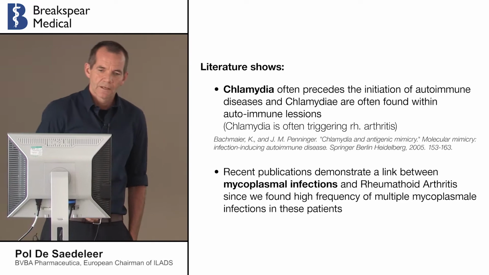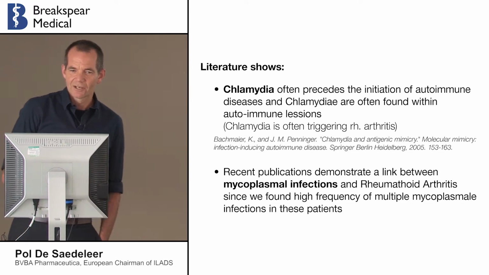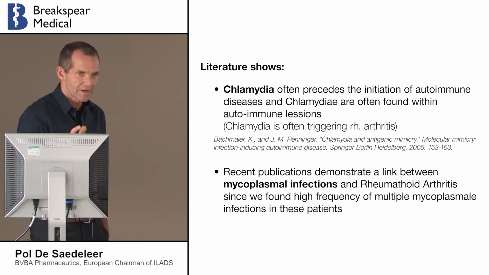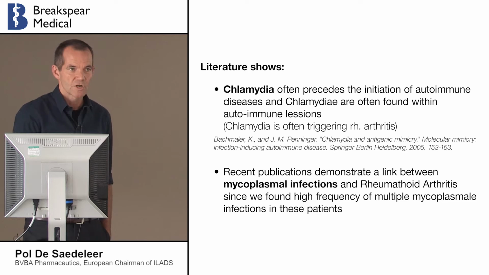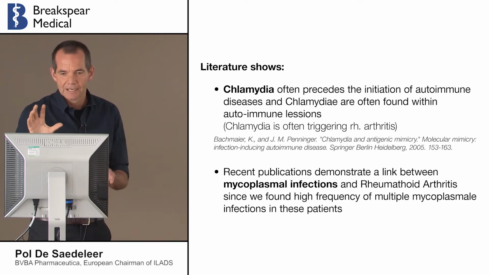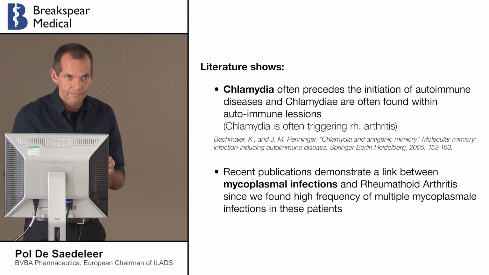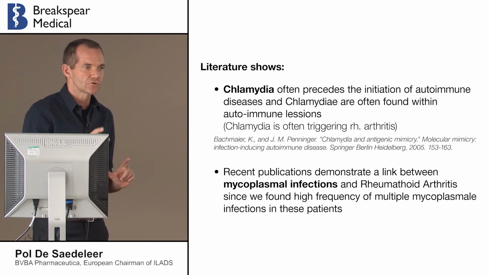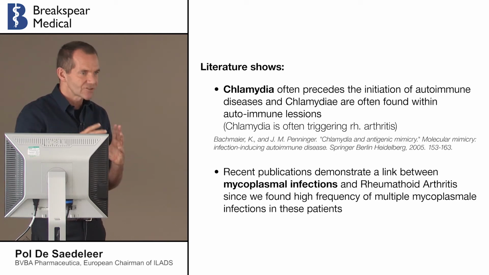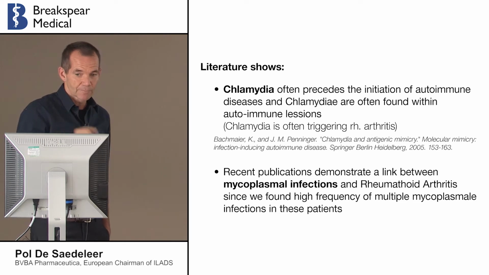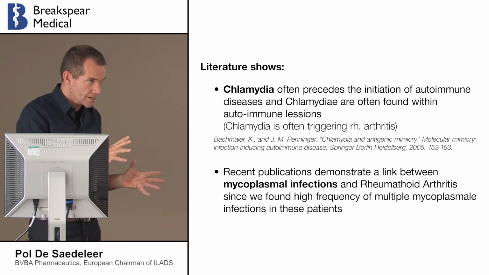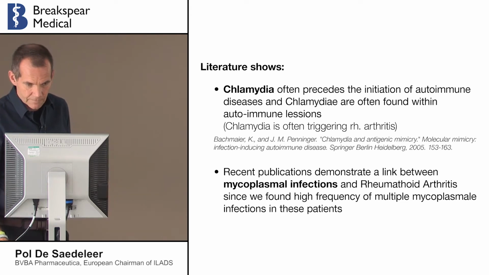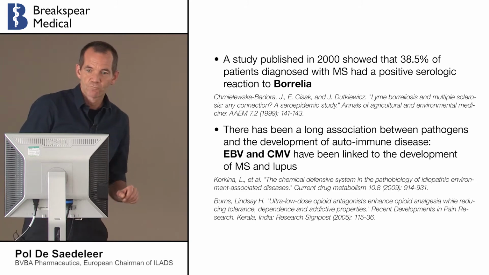Now, let's see what we can find in the literature. First of all, chlamydia. Chlamydia is often triggering rheumatoid arthritis. We often find chlamydia in joint tissue. Now, chlamydia is usually a reactivating infection, but in a few situations we find chlamydia in the ticks themselves. Other publications show a link between mycoplasma and autoimmune diseases like arthritis. But there's much more literature.